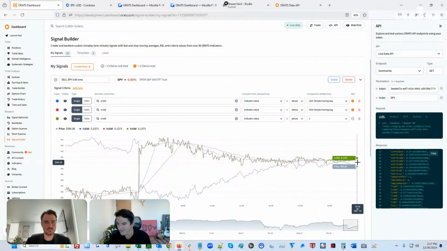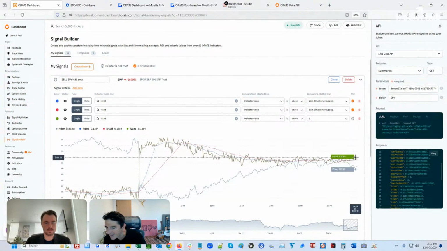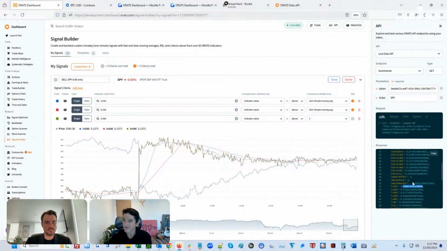So the signal builder, it's at what is it, 13.6 for the IV10. Now it's like 13.7, so it's right around there. And that's in this file here. This is live. This is at the end of every minute, and this is just live, right now. You copy that out.